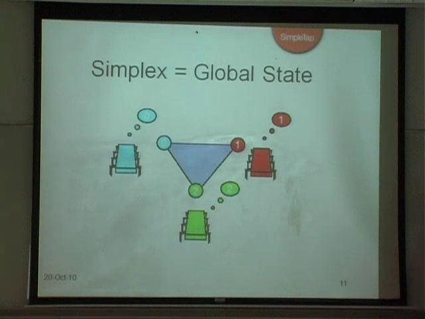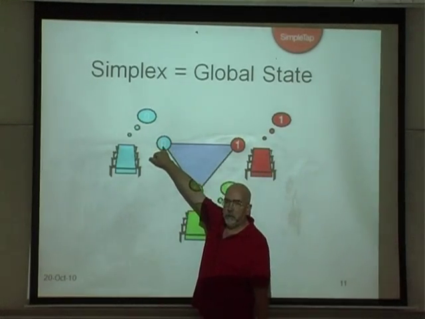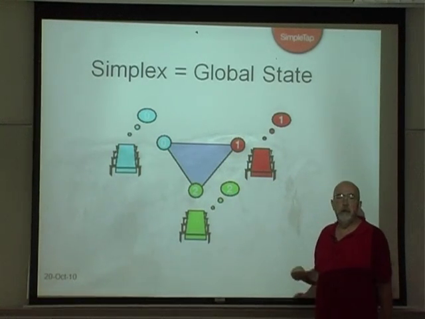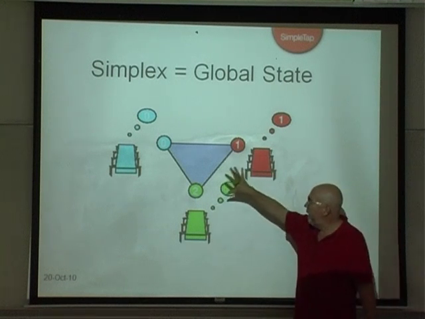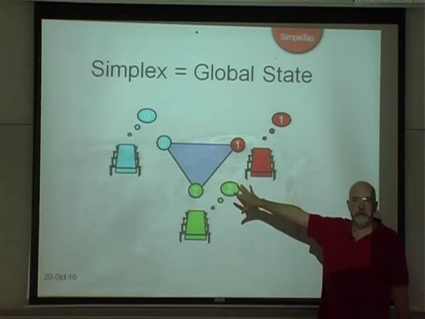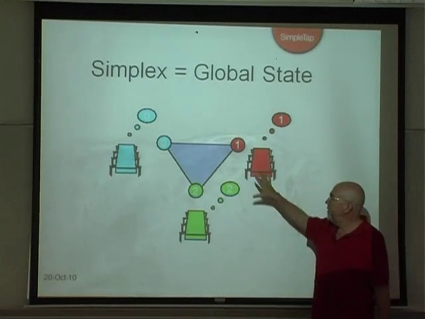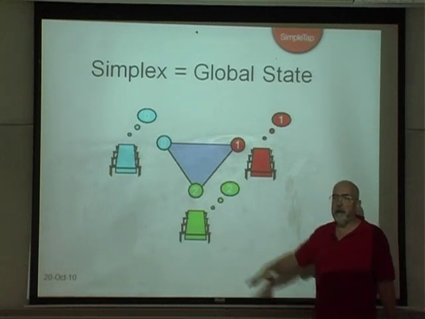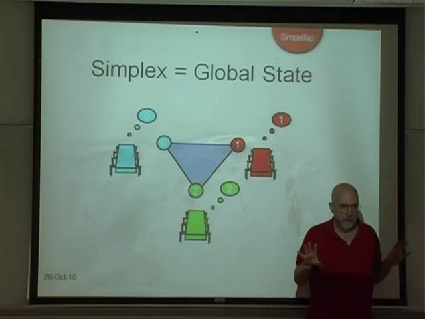So we use a simplex to describe a global state. This triangle here represents a state where the blue process has input 0, the red process has input 1, and the green process has input 2, and they have these simultaneously. So the fact that they're linked by a simplex means that they're in some sense compatible with each other. They can all happen at the same time. So what I'm saying here is that this is a global state where these three processes have these three values. And the fact that they're compatible with each other is represented by drawing a simplex between them.